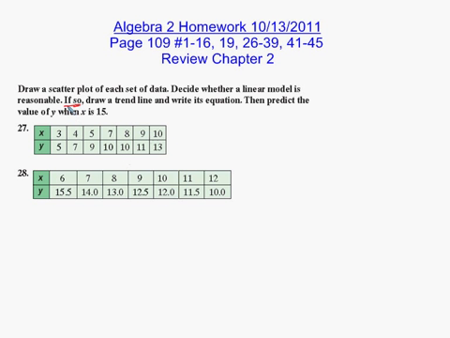So draw a trend line to write an equation. It is possible that there's no trend, but you know, you should still take a look at these ones do happen to have trends.